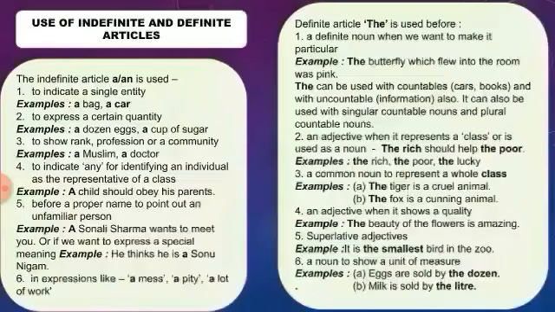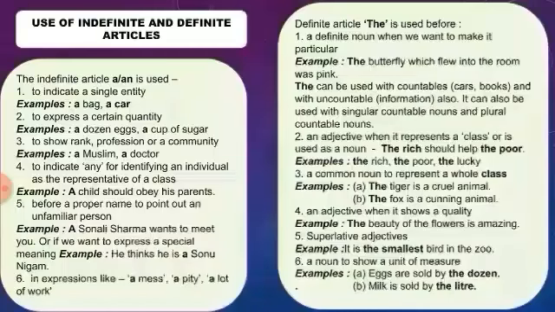The can be used with countable nouns, car, books, and with uncountable nouns, information, also. It can also be used with singular countable nouns and plural countable nouns. Second one, an adjective when it represents a class or is used as a noun. So for example, the rich should help the poor. You can see here rich, that is the adjective, poor, that is also an adjective here, but here it is representing a class, or you can say that we have used it as a noun here also. The rich should help the poor.